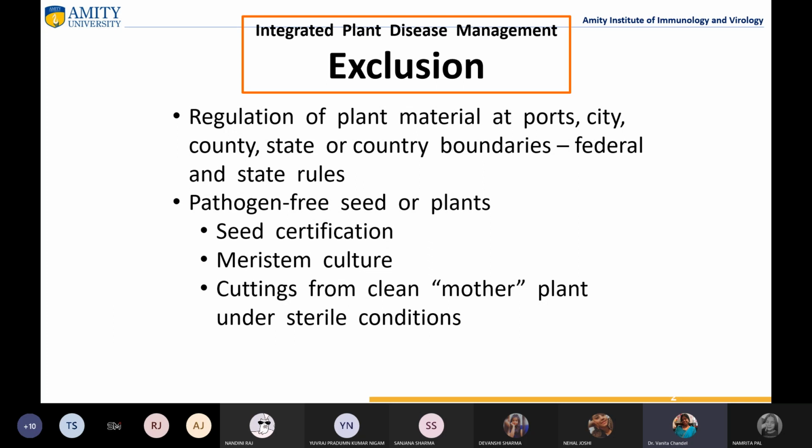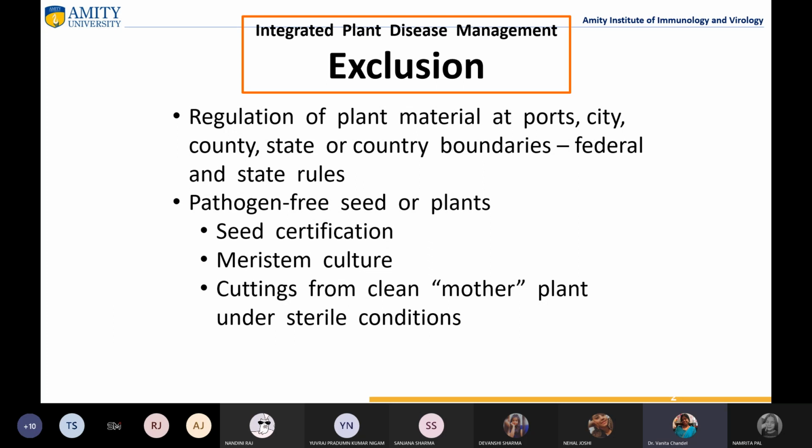So pathogen-free seeds or planting material, such as seed certification, right? Farmers are being told and encouraged, every time, to take certified seeds from those shops where there is certification that the seed is free from these pathogens. It has been tested. So how is it being done? It is being done in the referral labs or referral centers which are available throughout India, throughout the country, where they test the seed lots for the presence or absence of the pathogen, right?